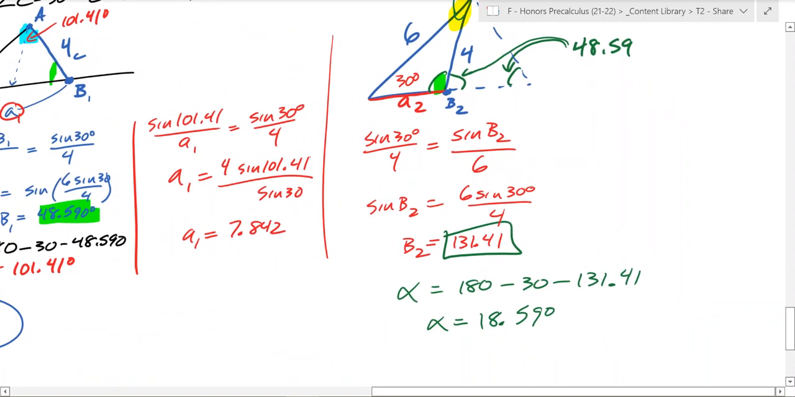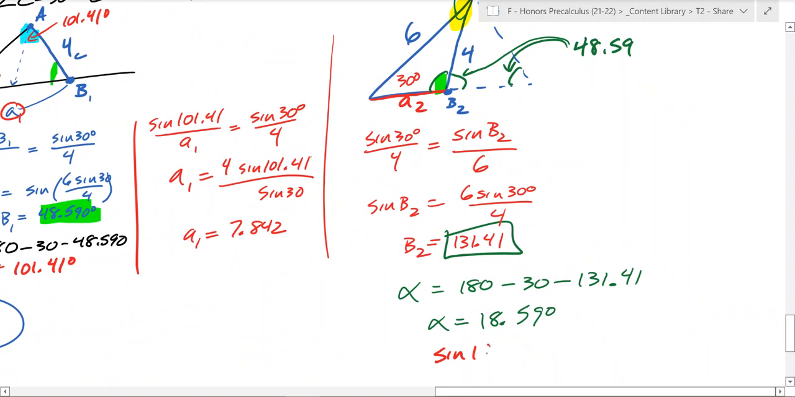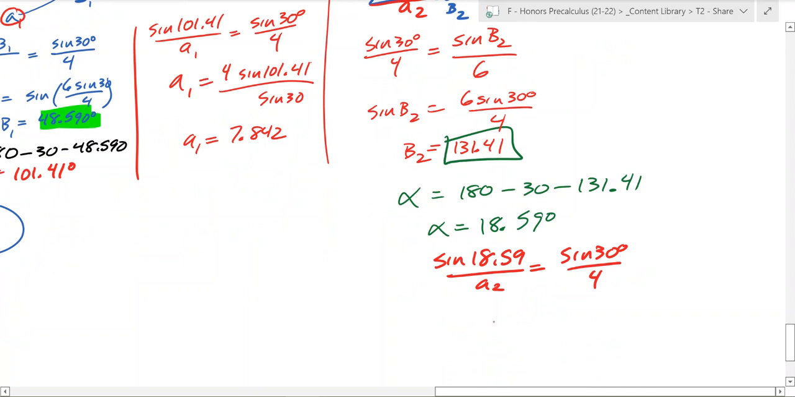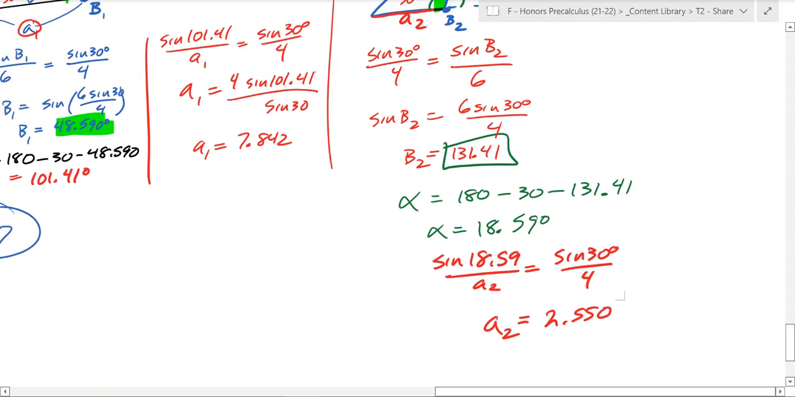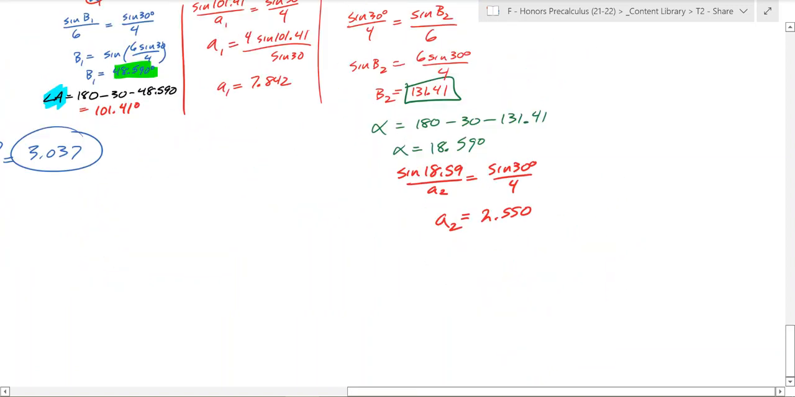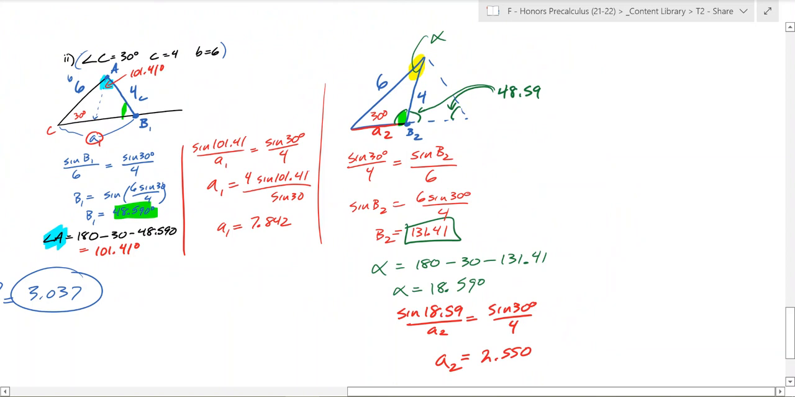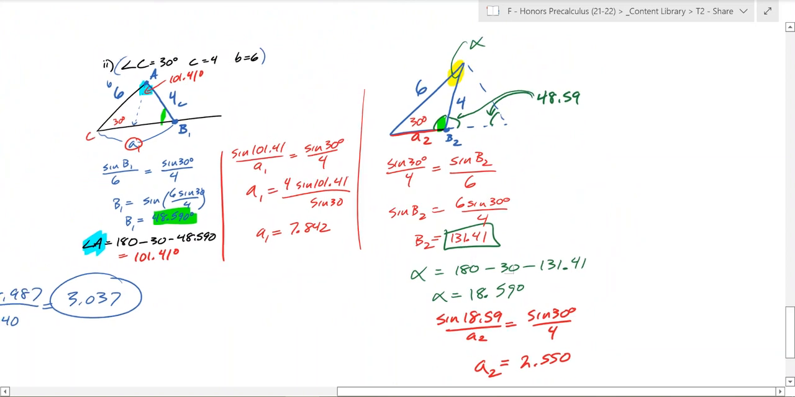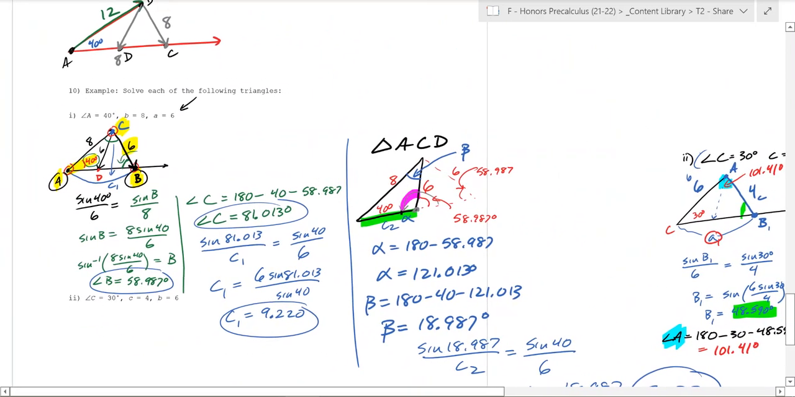The last thing we need is this A2 base, this length right here. Now that we have that alpha, what we can write is sine of 18.59 over A2 is going to be, pick which one you want, I'm going to do sine of 30 degrees over 4. So now when you solve for this, you cross multiply and use your calculator, you get A2 is equal to 2.550. Takes practice, draw pictures, draw them carefully, and really be comfortable with the sine ratios and the formula for the law of sines. The answer's over there.